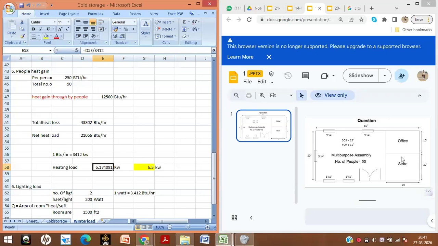Similarly, we can do it if you want separate calculation and a separate heating element. Suppose, as you just told, multiple times this room will not be used, or only the office room or store room will be used. At that time, if you calculate separately, a particular heater will be on for the office, a particular heater will be on for the store, and this one will be off. That way we can save energy consumption, so the ultimate bill will be affected. But if you go for the full room, then this much heating coil is required.